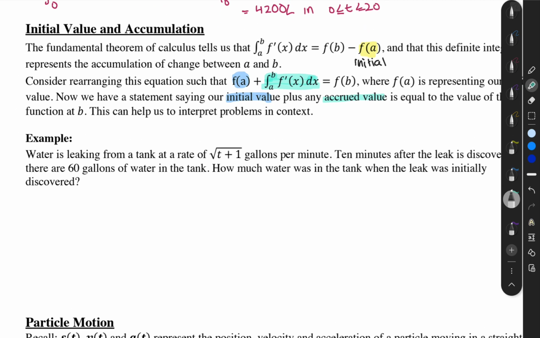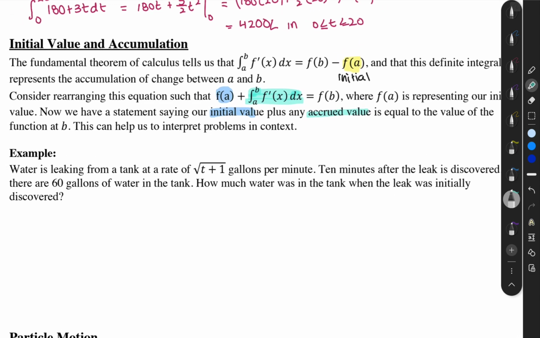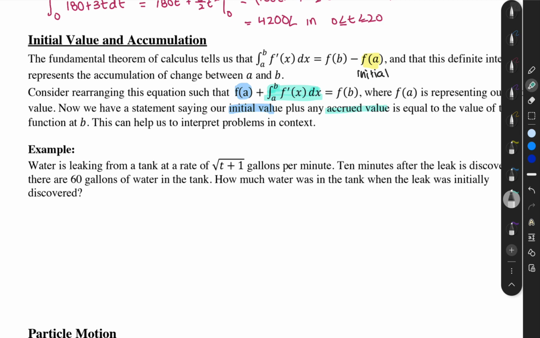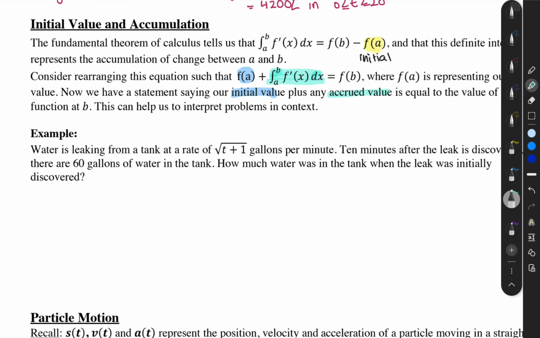And so water is leaking from a tank at a rate of the square root of t plus 1 gallons per minute. 10 minutes after the leak is discovered, there's 60 gallons of water in the tank. How much water was in the tank when the leak was initially discovered? And so notice again, I've been given a rate. This is the key word here. Gallon, and then I see those units, I see gallons per minute.